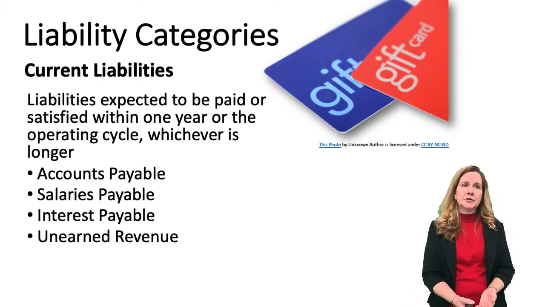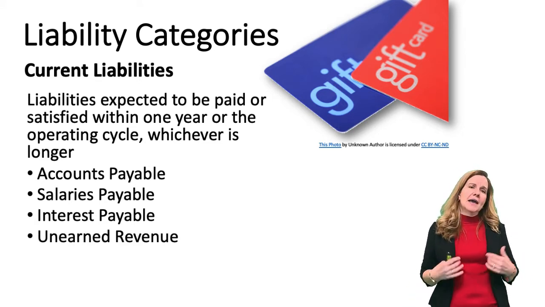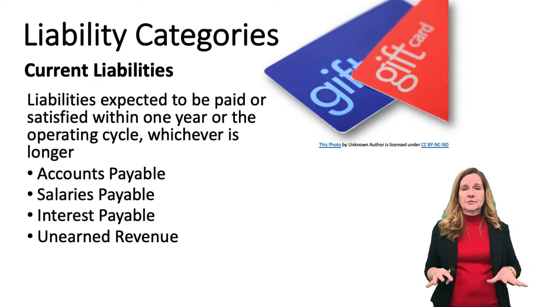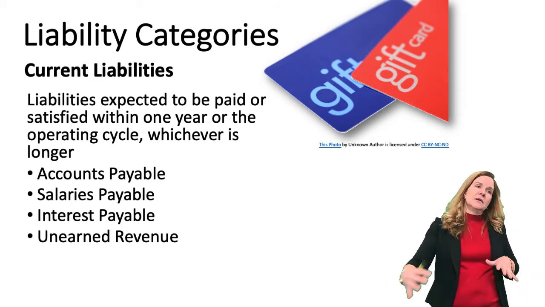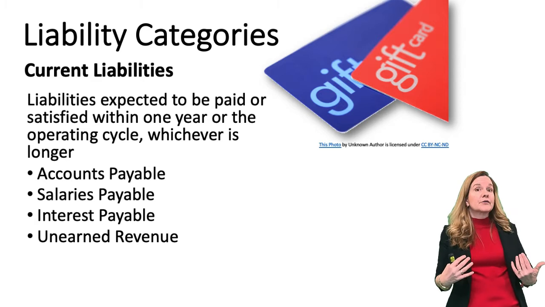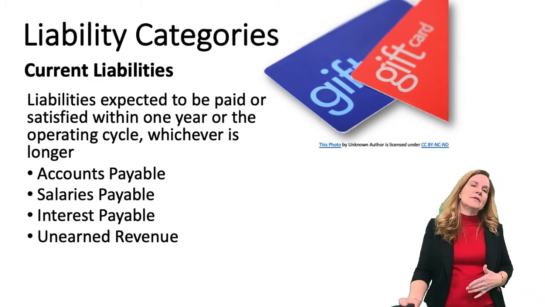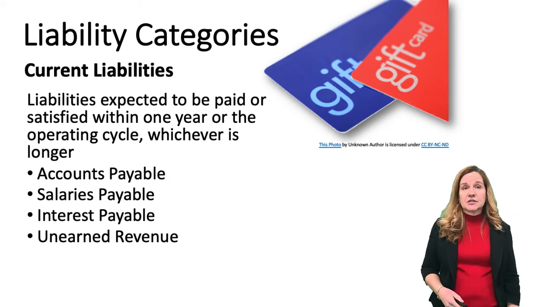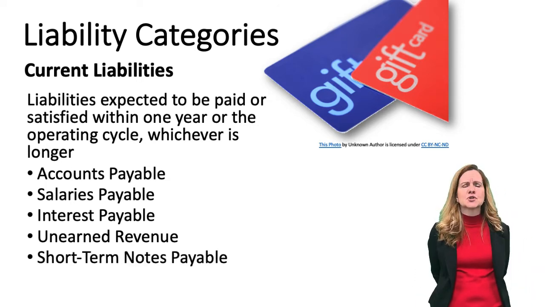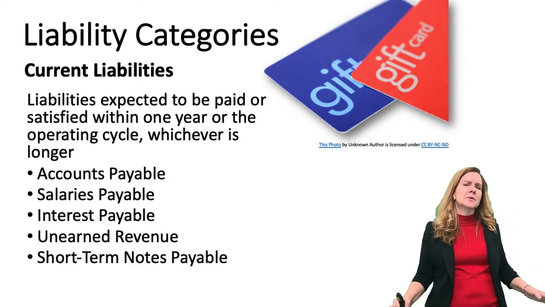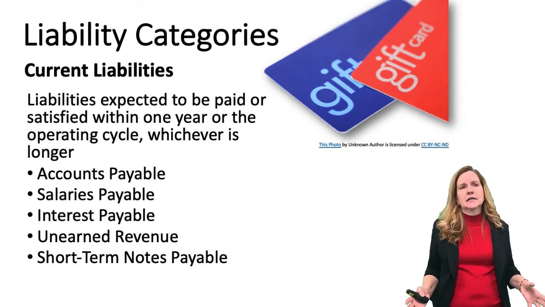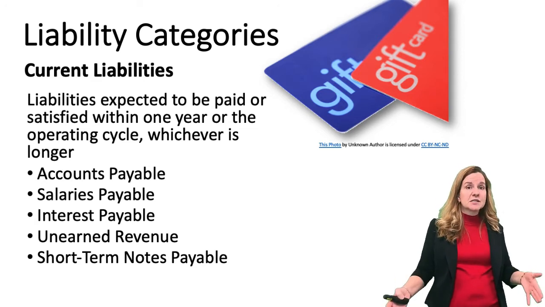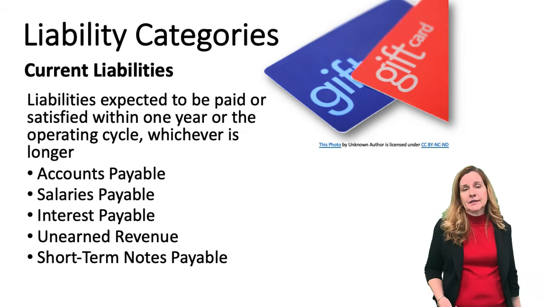And unearned revenue is when we've received cash and we have not done anything to earn the revenue. Once we earn the revenue, usually people are not going to pay us earlier than 12 months. So once we earn the revenue in the next period, it is no longer a liability. So it is considered a current liability. And then short-term notes payable. A notes payable in accounting, remember, is a loan. If we have a short-term loan, like a 6-month loan, then it's considered a current liability.